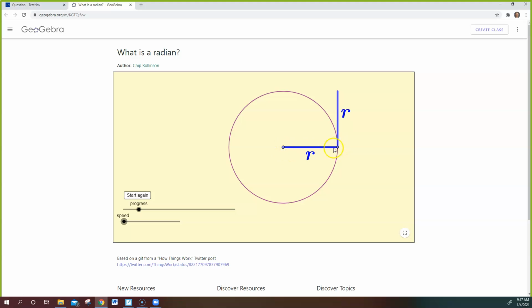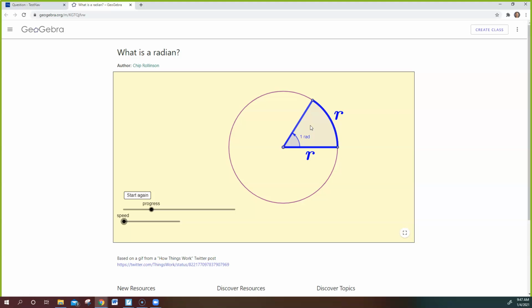But that radius, what if I take the same length of this radius right here and I extend it up? So these blue lines are equal in length. And then what if I wrap that radius around the circle? Okay, right there, it stops. Right? So this length in blue is the same length as the radius. Okay, now what if I connect that? What happens is we actually have a sector.